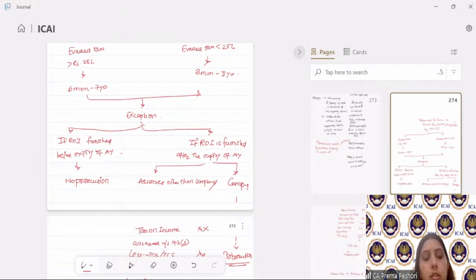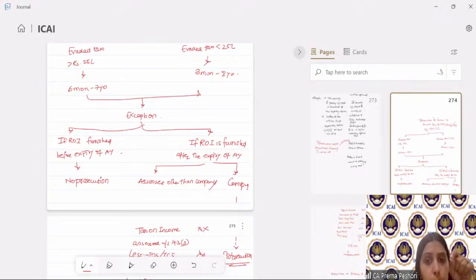Is that clear? Then penalty proceedings also can be taken on the legal representative. If they could have been taken on the deceased for a default committed by the deceased, the penalty proceedings can be started on the legal representative also. Is that clear?